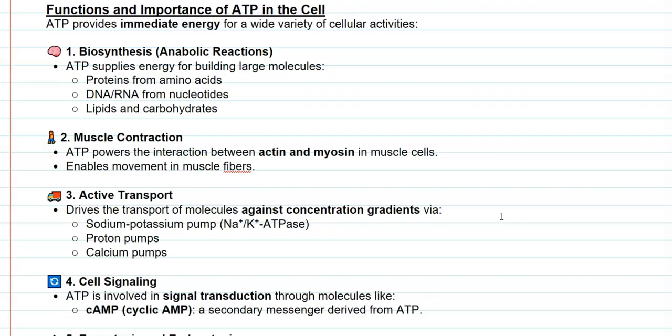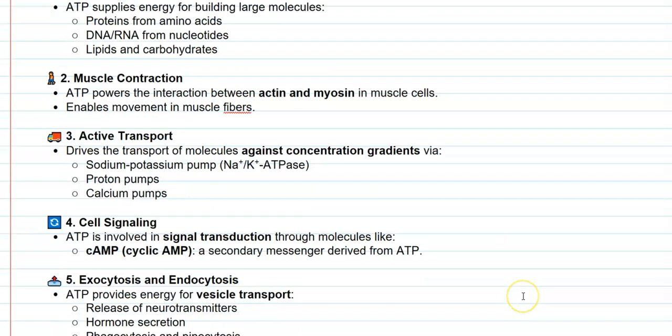Now we look at the important functions of ATP in the cell. ATP provides an immediate source of energy for a wide variety of cellular reactions. The first one is the various kinds of biosynthesis reactions. Basically they are anabolic reactions, that is, synthesis reactions. ATP is required as energy for formation of proteins from amino acids, formation of DNA or RNA from the nucleotides, and synthesis of lipids and carbohydrates from their monomeric substrates.